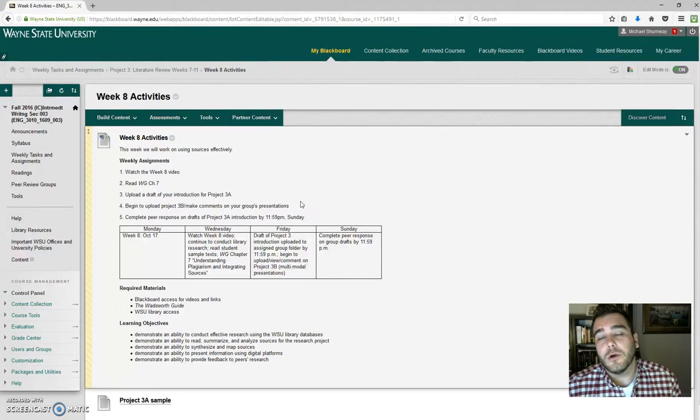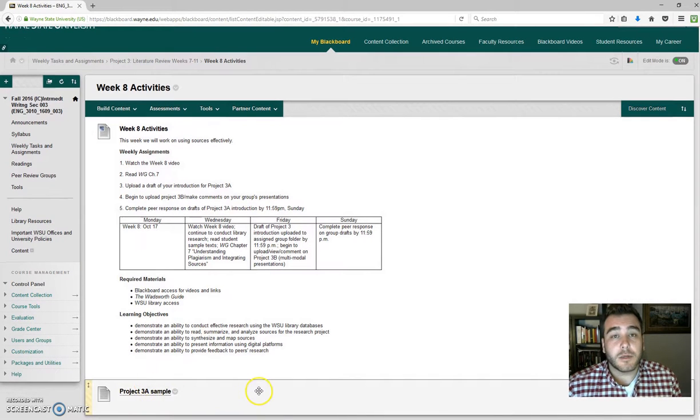Now, what we're going to do this week is go through this Project 3 sample that I have posted up here. Now, this is a really good essay that a student wrote, a really good literature review that a student wrote.